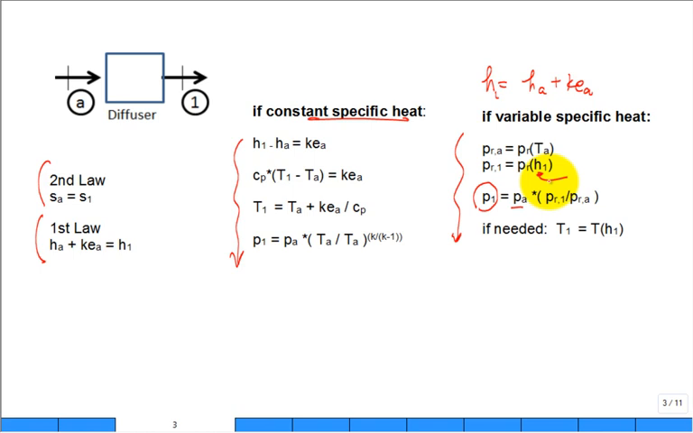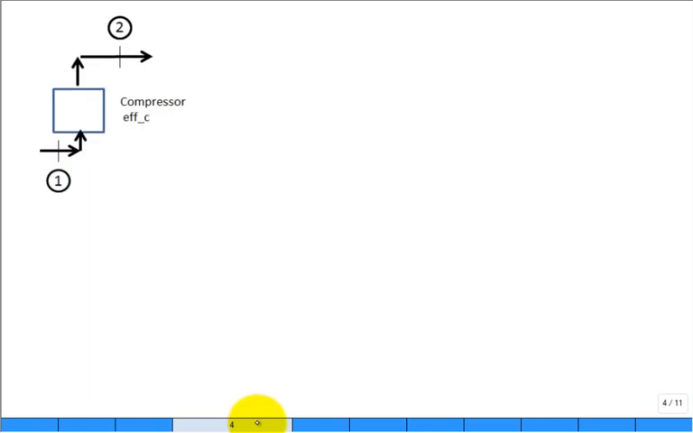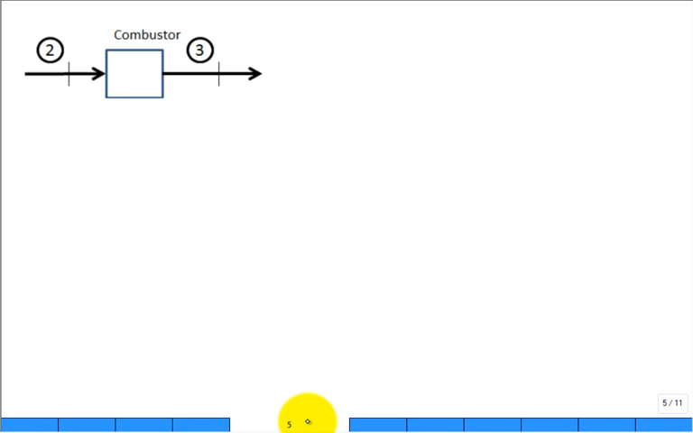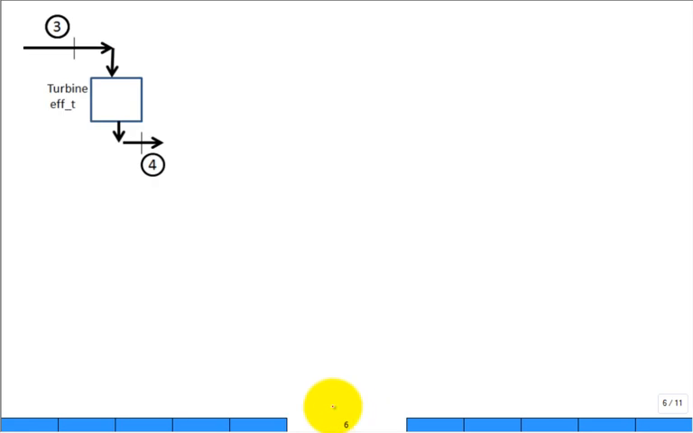Okay. Let's press forward. You need to be able to analyze each of those components. The next component is the compressor. Because we've analyzed the compressor so much, in the interest of time I'll say you know how to do that, both for constant as well as variable specific heats. Same thing for the combustor. These two components are so similar. But I want to spend a little time on the turbine, because this turbine is a little different than the analysis that you've done already.